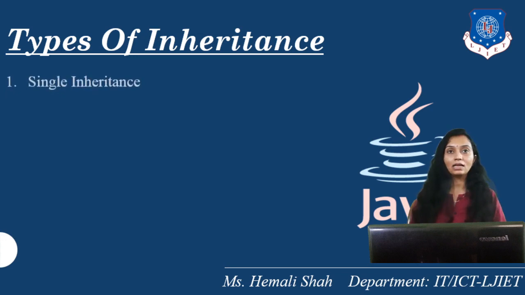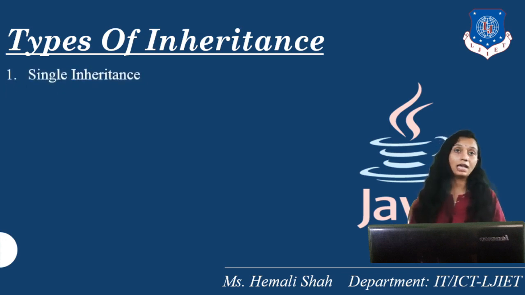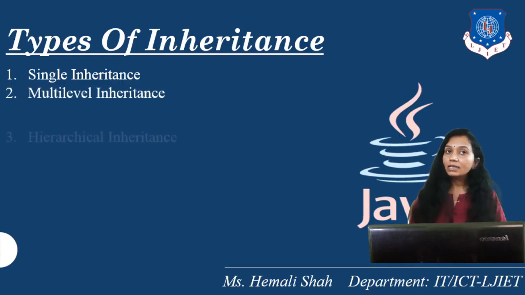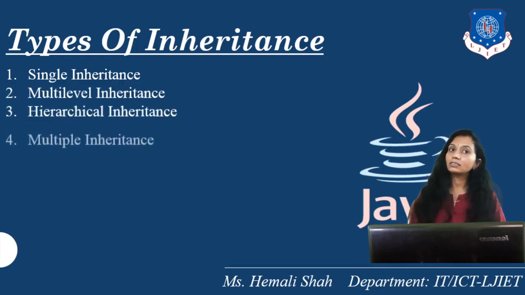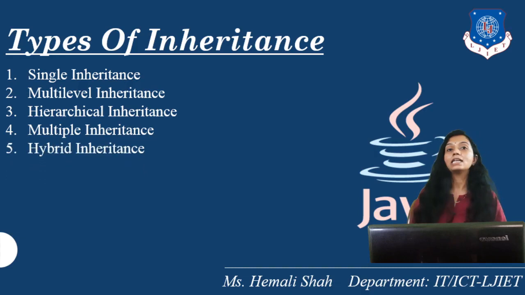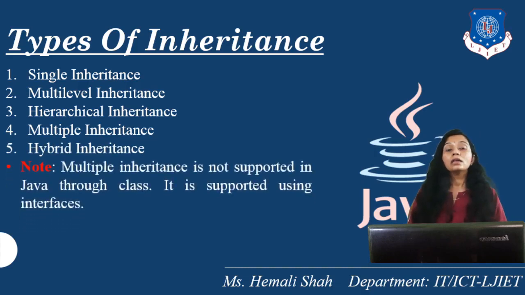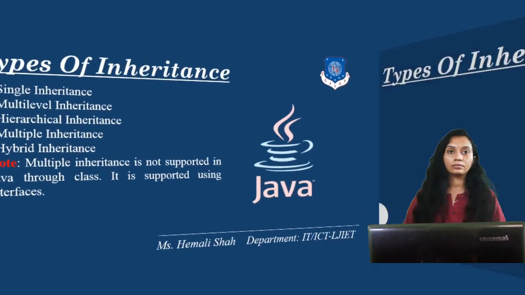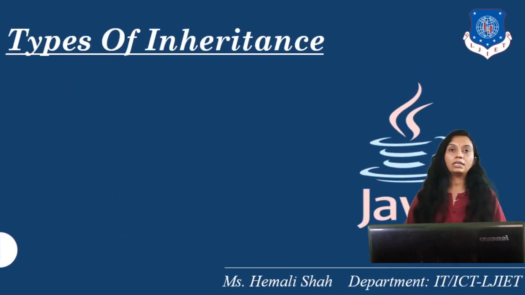Now types of inheritance. How many types of inheritance are available? First is single inheritance, then multi-level inheritance, hierarchical inheritance, multiple inheritance, and hybrid inheritance. And keep in mind one thing, multiple inheritance is not supported in Java through the classes only. You have to include one more concept in Java, interfaces, to provide this multiple inheritance, right?